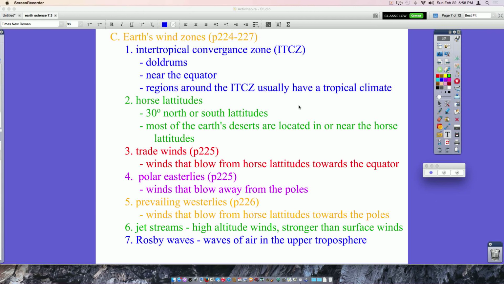A little ways away from that, at 30 degrees north and south latitude, we have the horse latitudes. Most of the Earth's deserts are located in or near the horse latitudes, and this is where we have falling air. It's still vertical, it's going down. You may remember the Hadley cell from 0 to 30 degrees: the air was rising over 0, falling at 30. These are those areas.